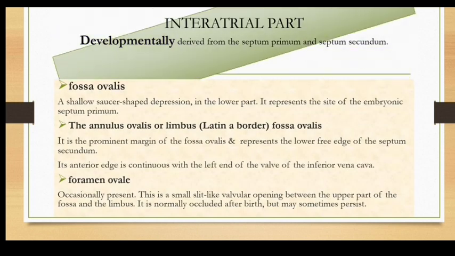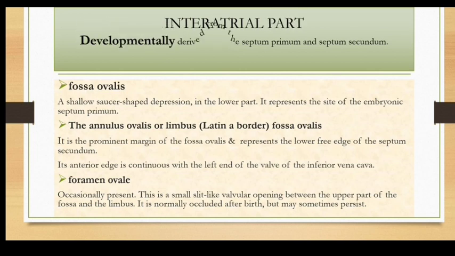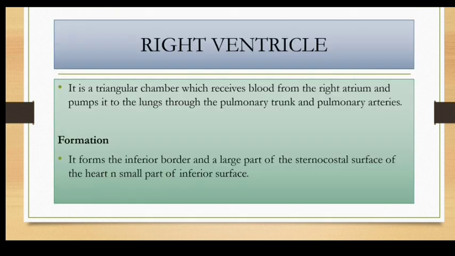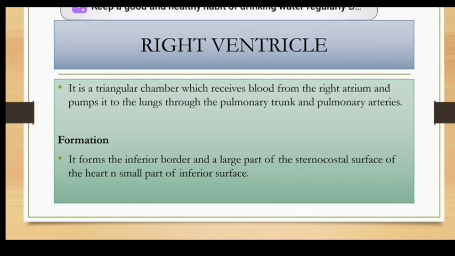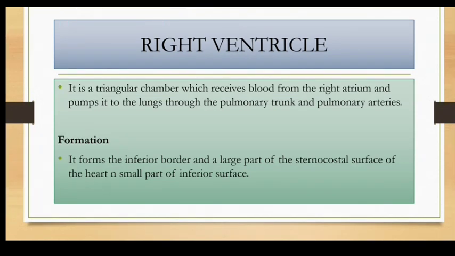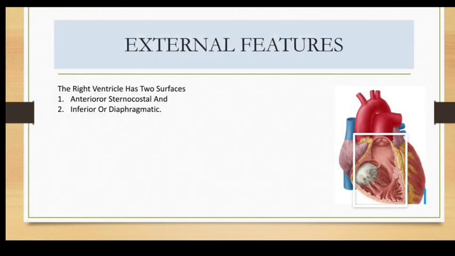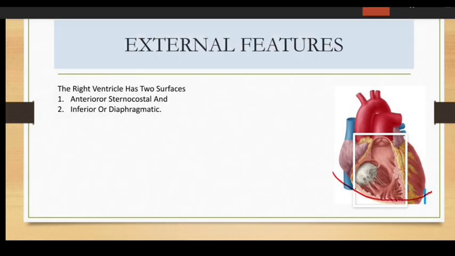Now, the right ventricle. The right ventricle is a triangular chamber which receives blood from the right atrium and pumps it into the lungs through the pulmonary trunk, right? Formation: it forms the inferior border and a large part of the external costal surface, and a small part of the inferior surface. The inferior surface is known as the diaphragmatic surface, and the anterior surface is known as the sternocostal. So this portion is known as the right ventricle, right?